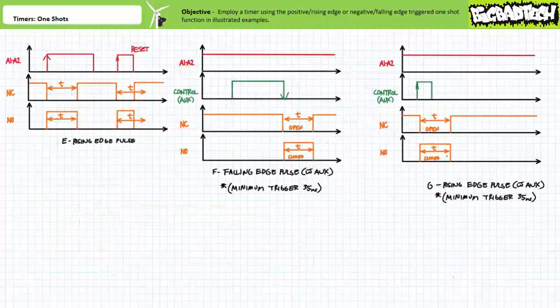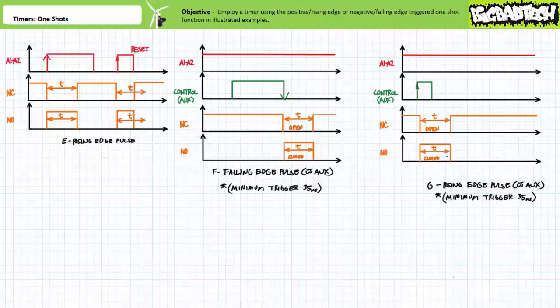If you think about it, really the only difference between function G and the previously discussed function E, rising edge pulse, is that function G is looking for a positive going transition of the auxiliary controlling input signal rather than the coil. As long as the auxiliary controlling input lasts longer than a minimum of 35 milliseconds, receipt of the incoming pulse does not determine the energized duration.